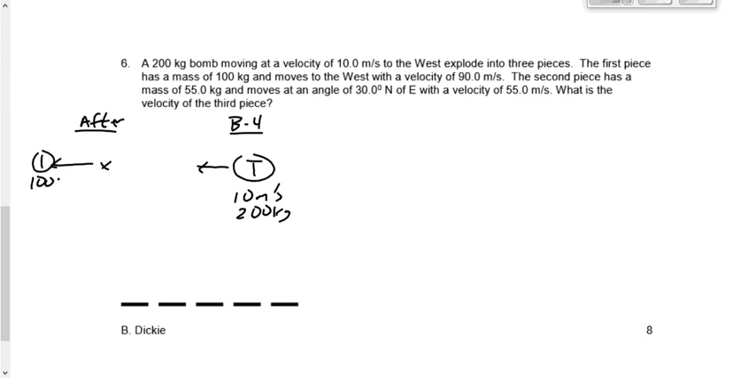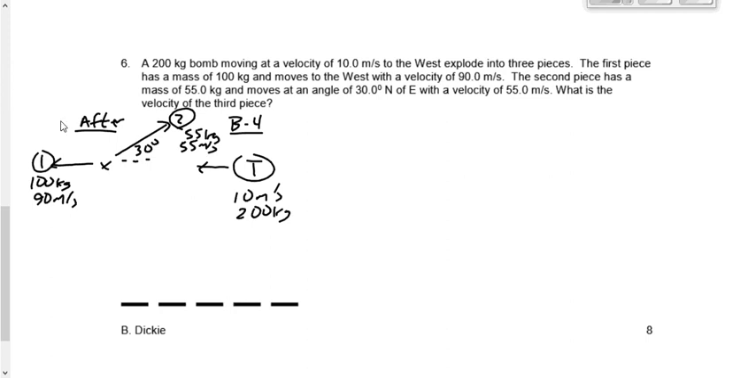Let's say over here, this is before. Let's say our total object is going this way initially with a velocity of 10 meters per second, a mass of 200 kilograms. And then this is my after over here. This is my explosion point. We've got a piece, the first piece still going to the west. It is a mass of 100 kilograms and a velocity of 90 meters per second. Piece number 2 is going north of east, 30 degrees. Its mass is 55 kilograms, and its velocity is 55 meters per second.